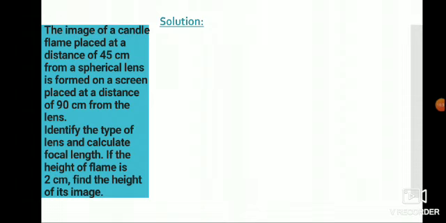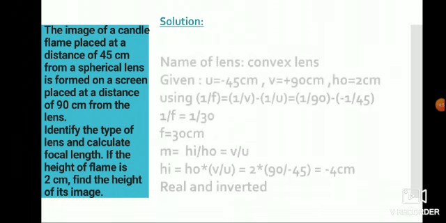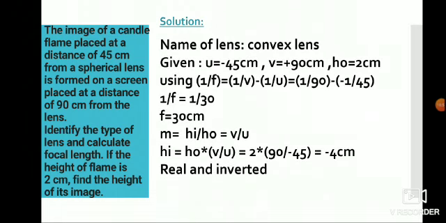But identification is not difficult. Why? Because the screen is placed, that means the image is obtained on the screen, right? So it has to be a convex lens. Okay, so using the lens formula again we will solve this. So we know the name of the lens, which is convex. U is minus 45, V is plus 90 centimeter, because you are obtaining it on the screen, and height of object is 2 centimeter. So using the lens formula, substitute the value, you will get the focal length. Okay, so the first part of the question is clear.